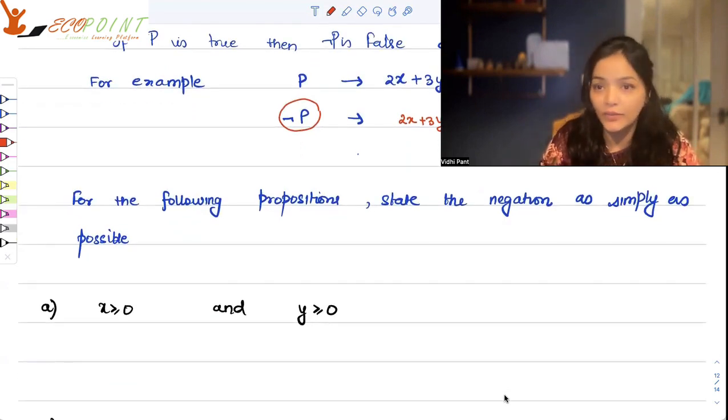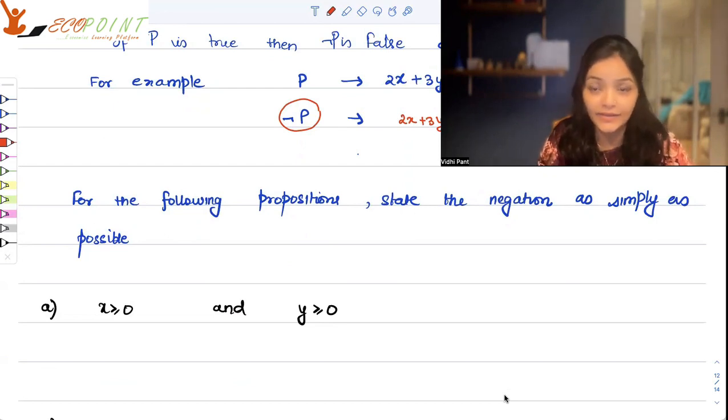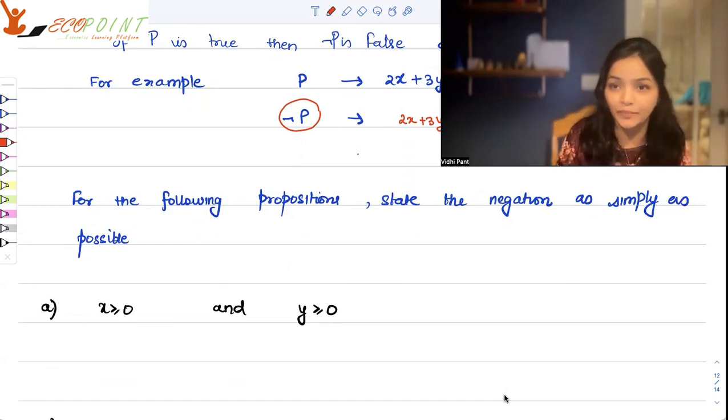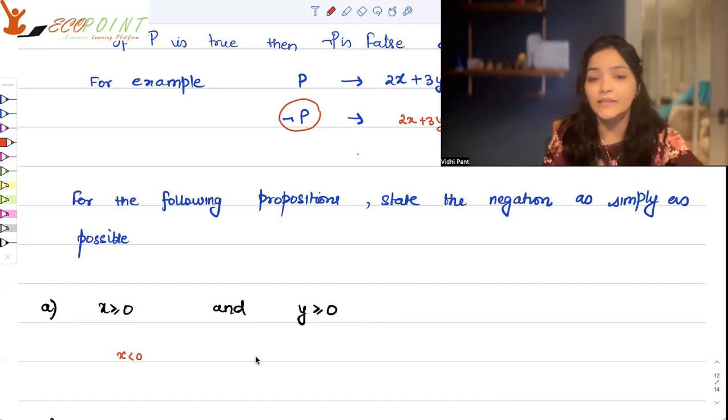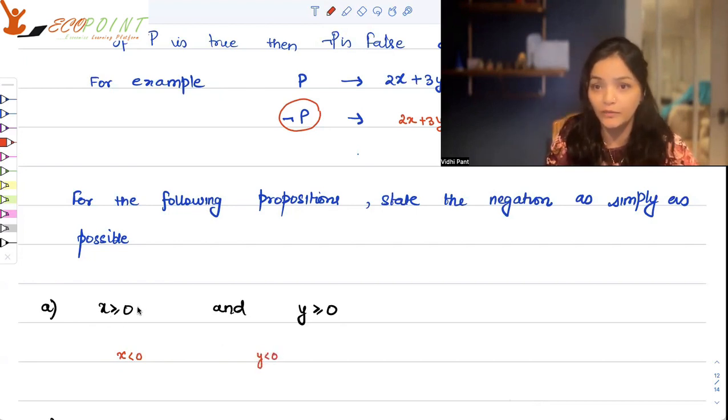X is greater than or equal to 0 and y is greater than or equal to 0. What are we saying? Together, x is greater than or equal to 0 and y is greater than or equal to 0. Now you have to logically think in your mind, when will this not happen? In case x is less than 0, then this thing is not happening. In case y is strictly less than 0, because equal is a part of your proposition.